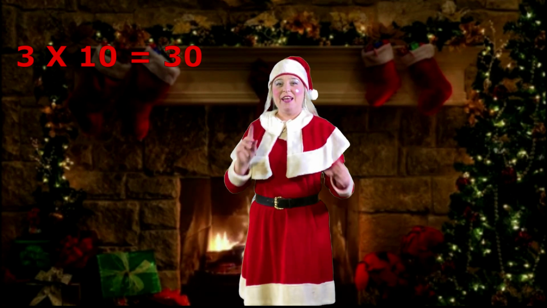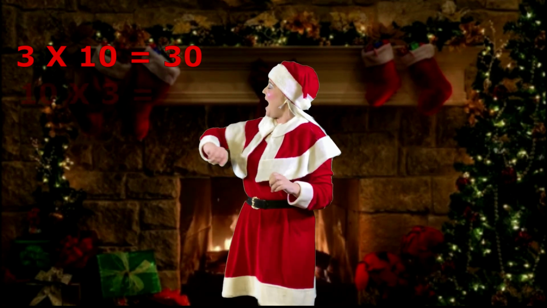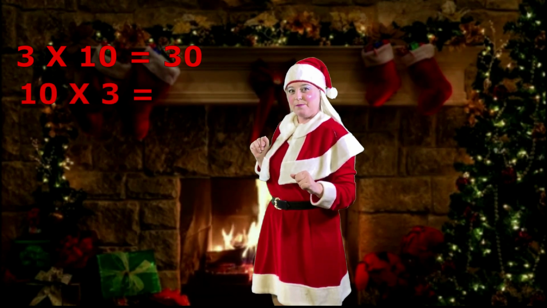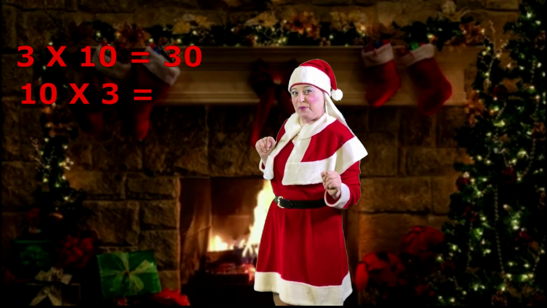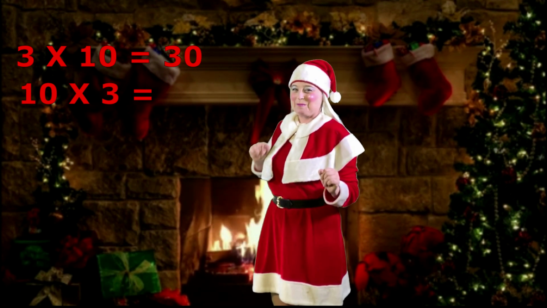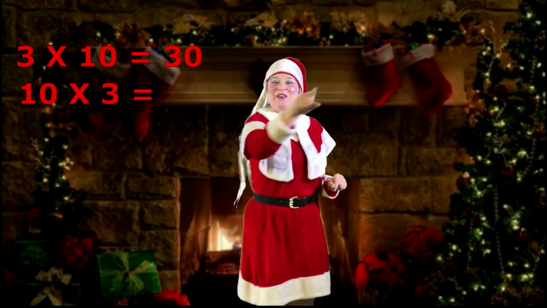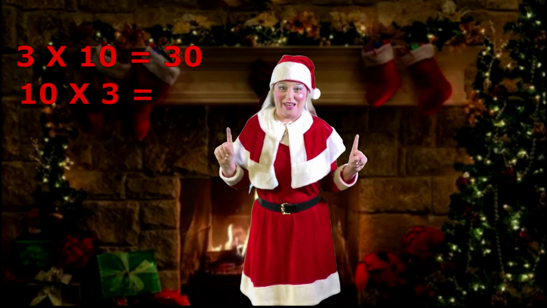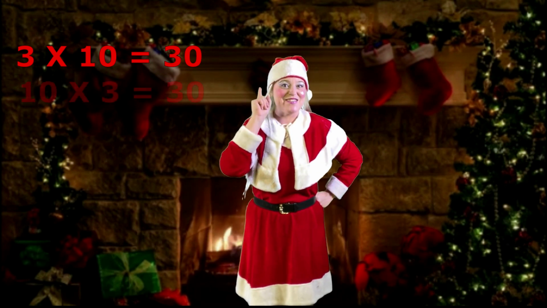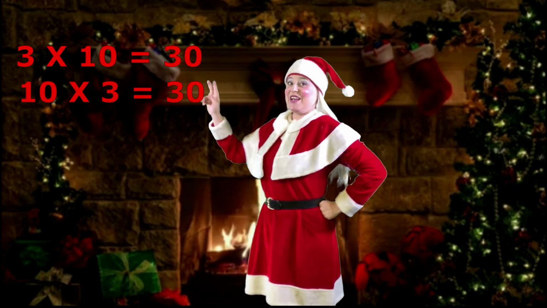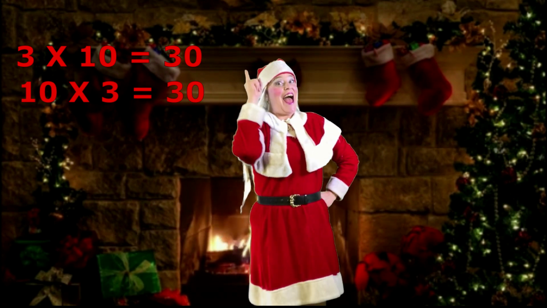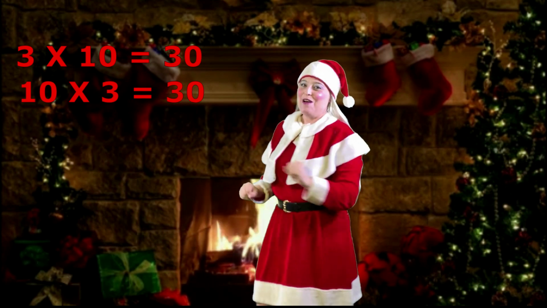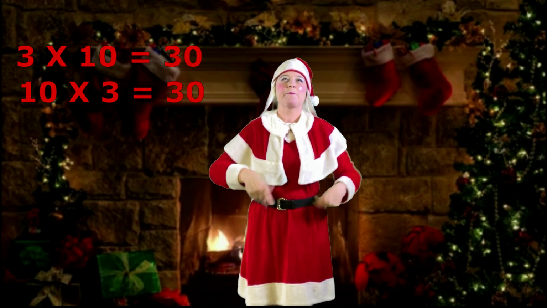What would happen if I switched the numbers around and made it 10 times 3 instead? What would the answer be? Very good. You remembered that it doesn't matter in which order the multiplication fact is, the answer is still the same. So 3 times 10 is 30 and 10 times 3 is also 30. Very well done.